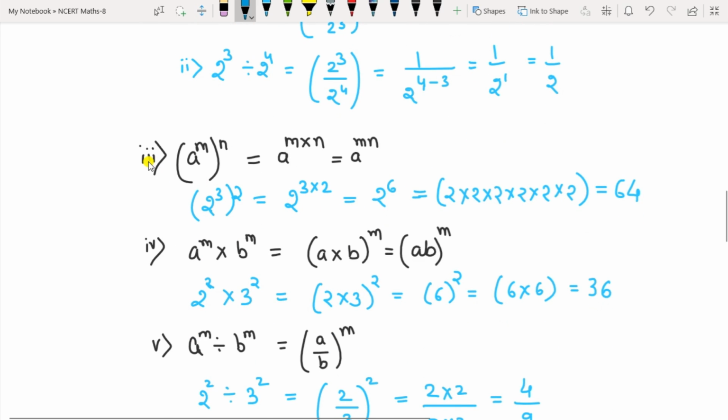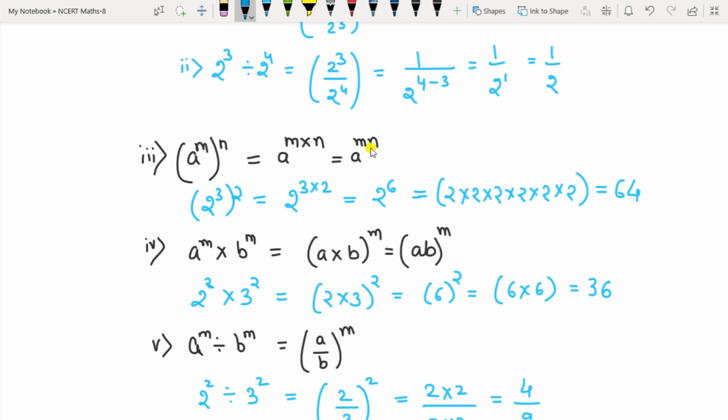So third law is a raised to m, whole raised to n. So here only one base is there and there are two powers. One is inside the bracket, one is outside the bracket. That means you have to do multiplication of the powers. That becomes a raised to m into n, or you can write a raised to mn.